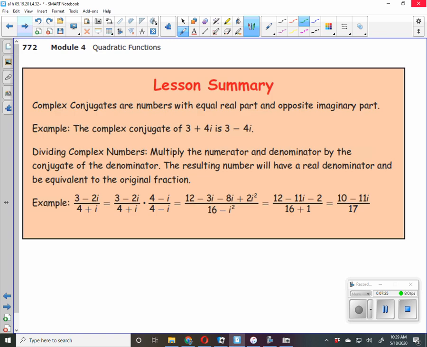All right. Complex conjugates, remember, they are just special differences of squares. Makes the i go away so we can rationalize the denominator.